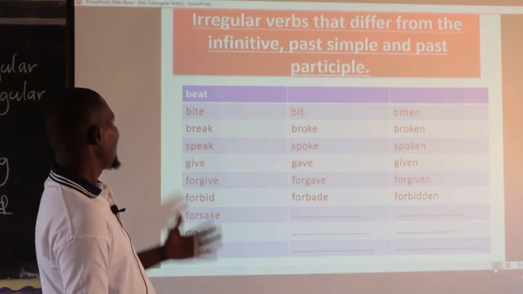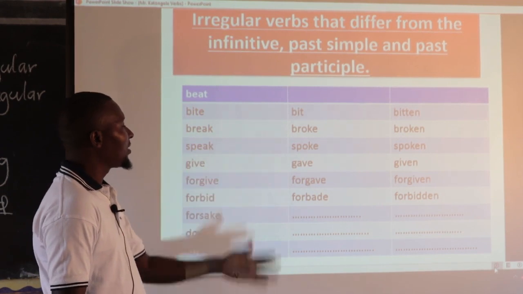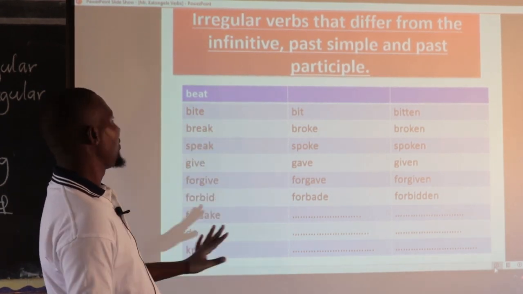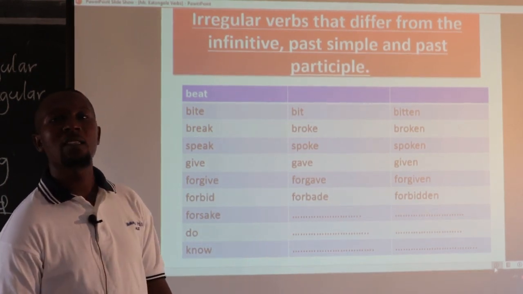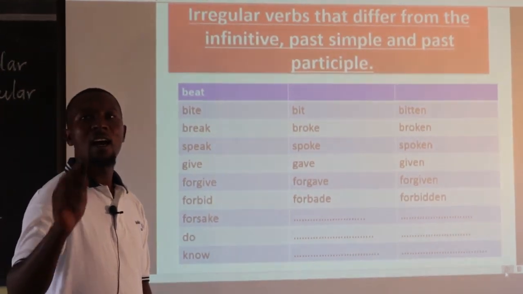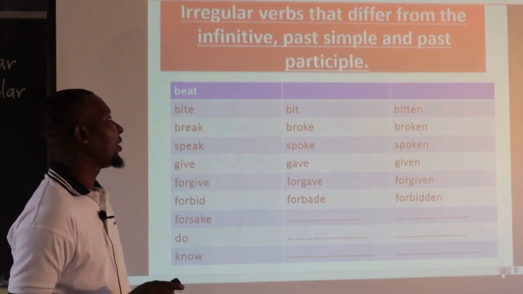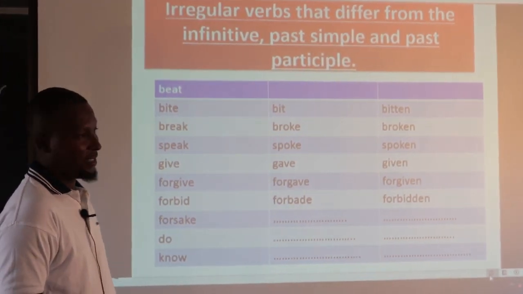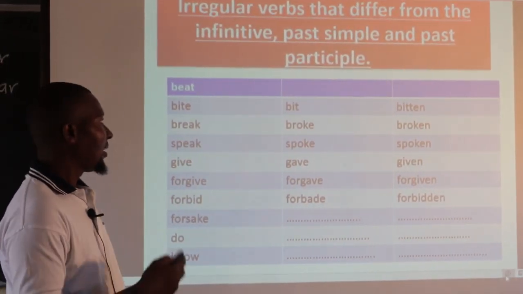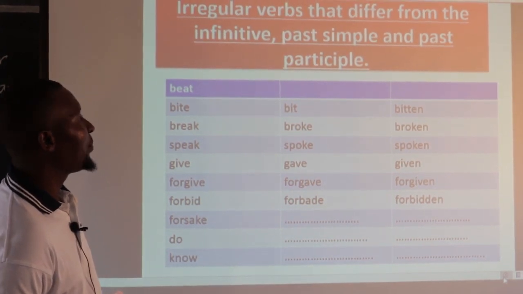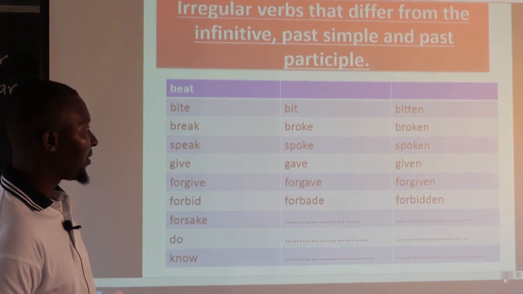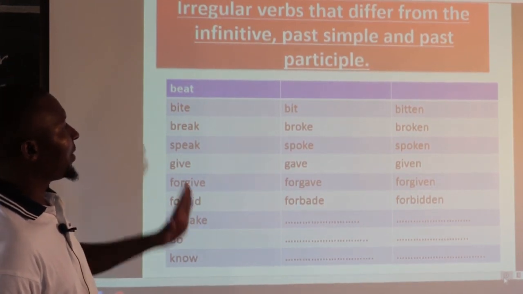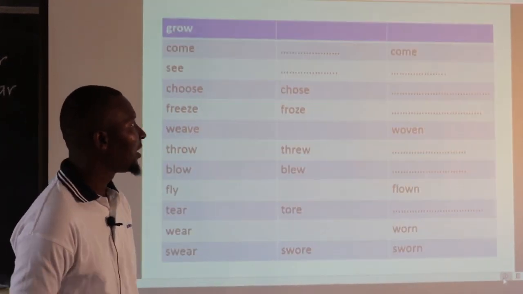So we've seen beat, the past simple and the past participle. What happened yesterday? The teacher beat us yesterday. The teacher has beaten the stubborn boy. Then we also have the word bite, to use the teeth. The past simple is bit and the past participle is bitten. We shall have the rest of the verbs. Go look up and find out how they change in the past simple and the past participle forms.